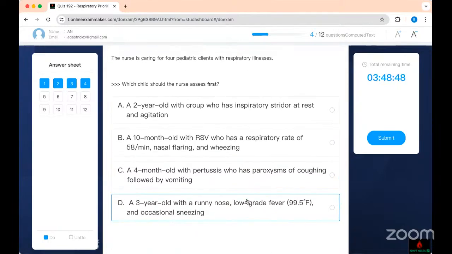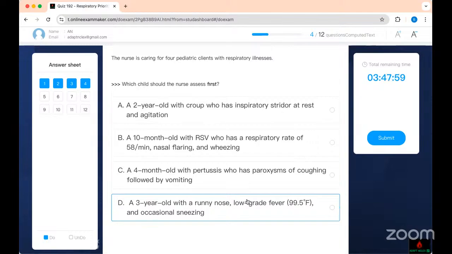Same thing, same strategies, same thinking, right? Child, 4 of them, respiratory problem. 2-year-old, what does he have? Croup. What are they telling you? Inspiratory stridor at rest. And then what? Agitation. Should this concern you? 10-month-old RSV, his respiratory rate is 58. That's really high, right? He has nasal flaring and he's wheezing. 4-month-old pertussis, he has paroxysmal coughing followed by vomiting. Should that worry you? And a 3-year-old with the runny nose, low-grade fever, and occasional wheezing. That's common cold, expected finding.